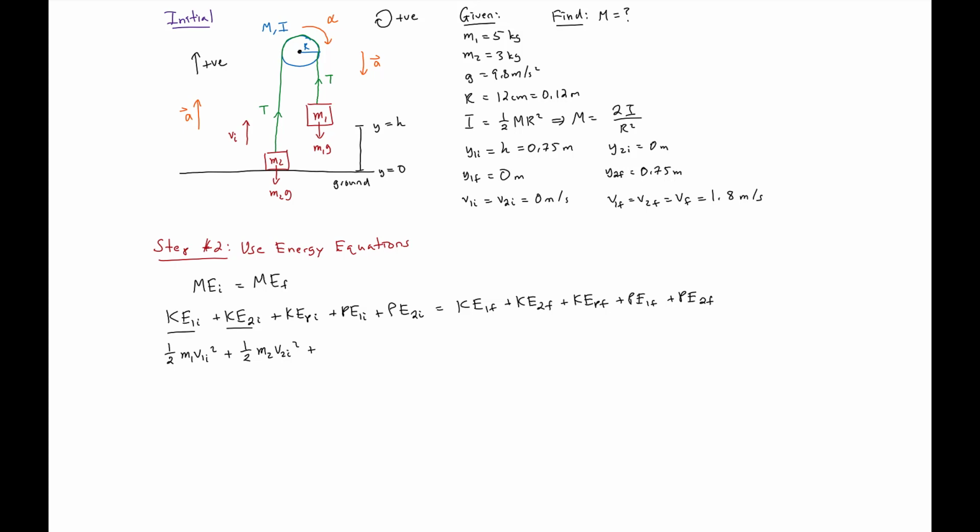So we've done these two. Now we're looking at KEPI. So the kinetic energy of the pulley isn't moving translationally, but it is rotating, so it only has rotational kinetic energy, which means it is 1/2 I omega I squared.